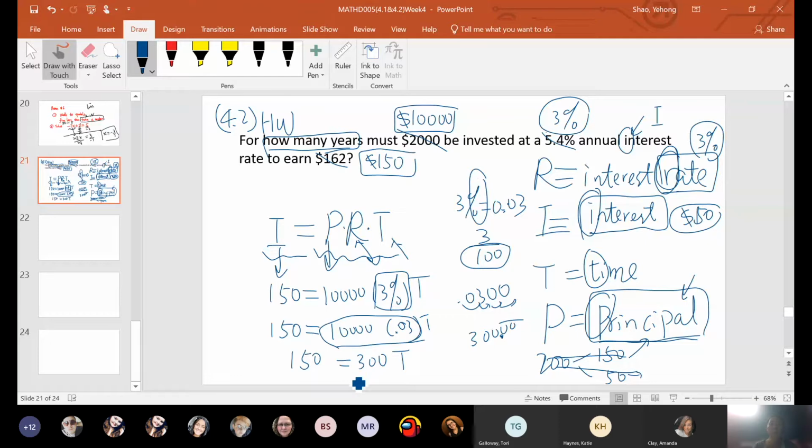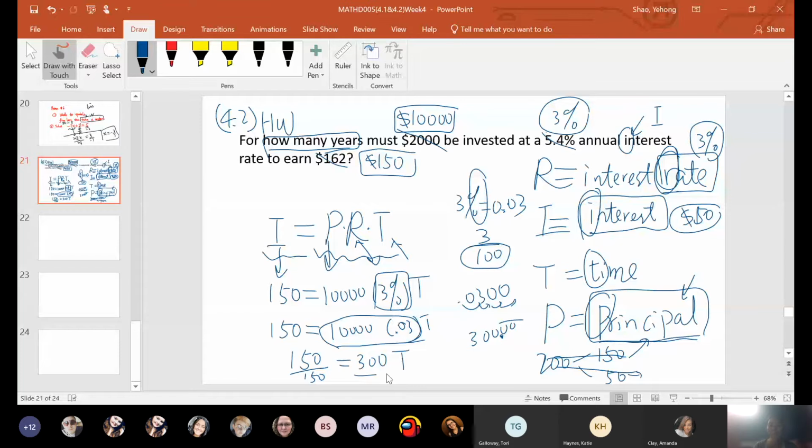Now, what do I do to get t by itself? You divide 300 on both sides. Yes, very good. Sometimes I see students who divide both sides by 150 because we're so used to the variable being on the left-hand side. But if you divide by 150, you get rid of 150, and our goal is not to get rid of 150.